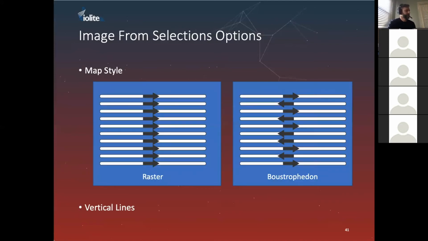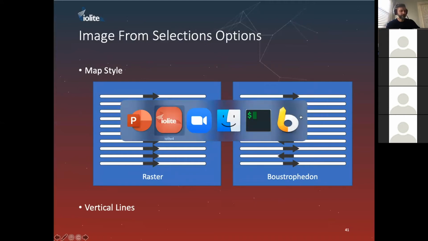You can also set the map style, so whether or not you've been scanning all in the one direction, which we'd call raster style, or boustrophedon, which is where you scan in one direction and then come back for the next scan line going the other way. And you can see what that looks like.